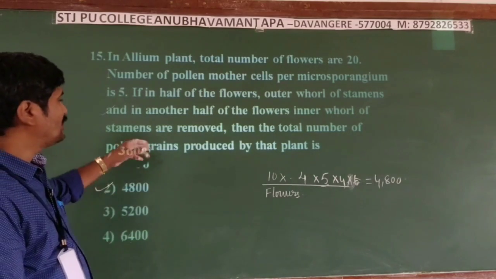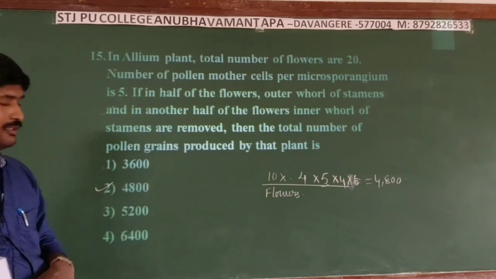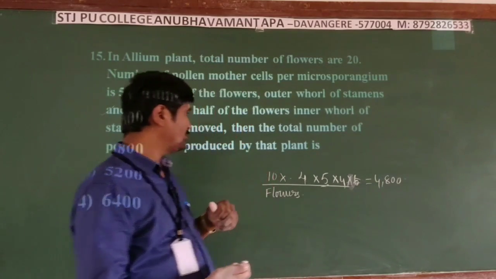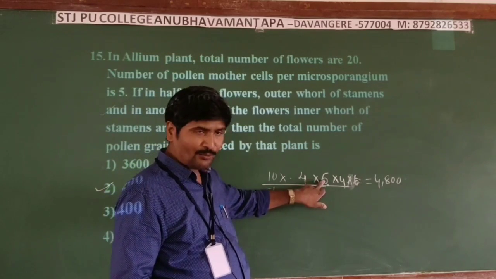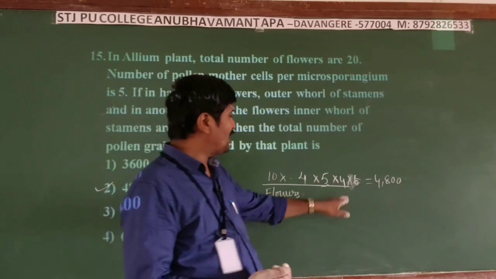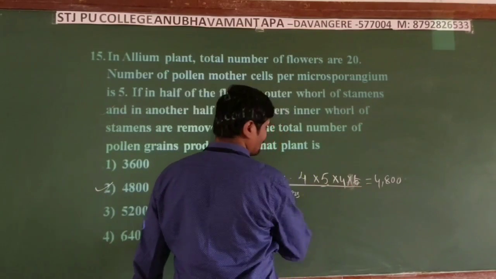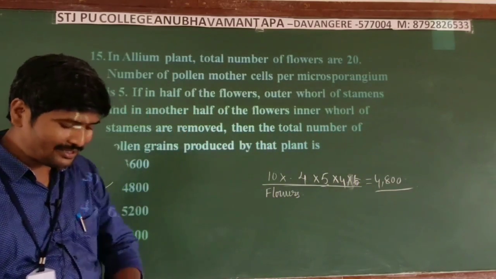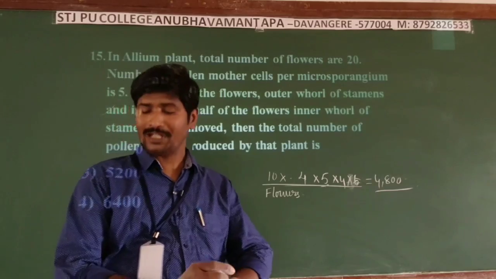4800. The total number of pollen grains produced by the plant is 4800: 10 flowers into 4 microsporangia into 5 pollen mother cells, each pollen mother cell giving 4 pollen grains, and the total number of stamens in a single flower is 6. That is 4800. So these are some numerical-based questions from sexual reproduction in flowering plants. Okay, students, bye.